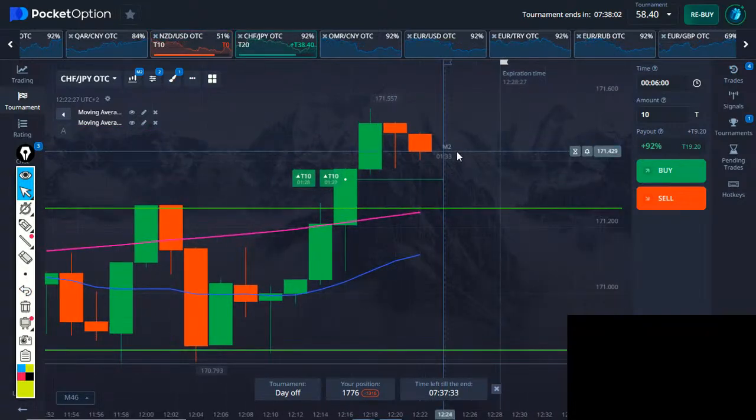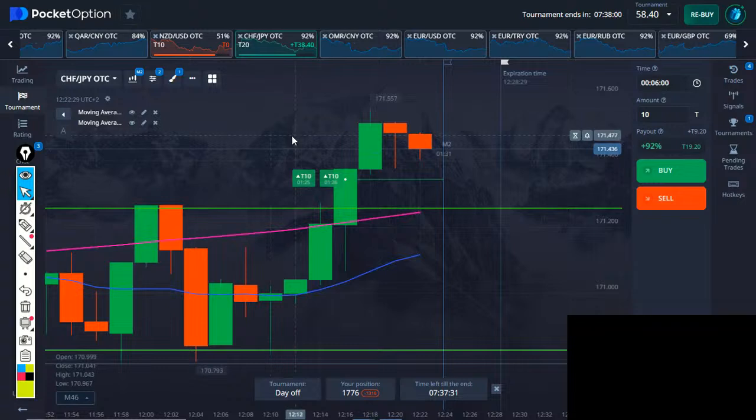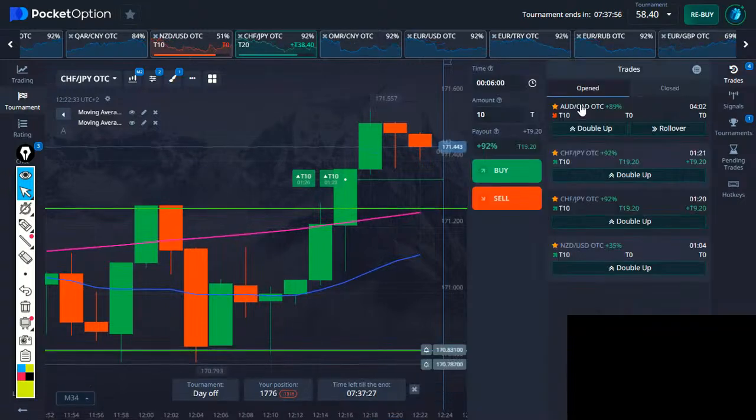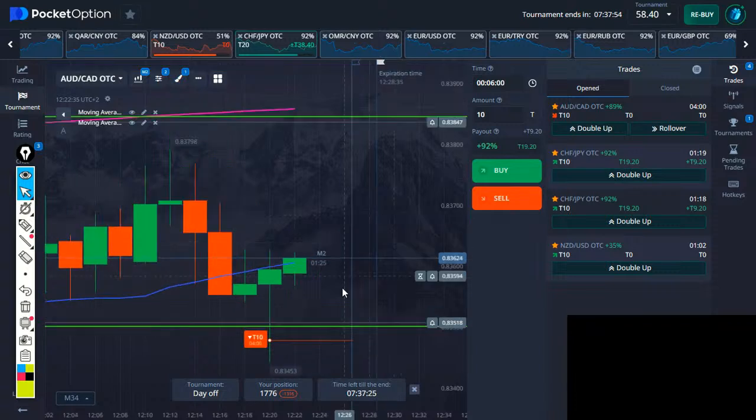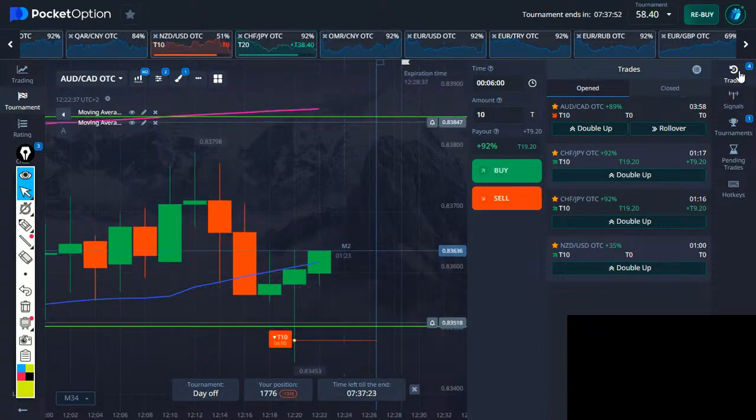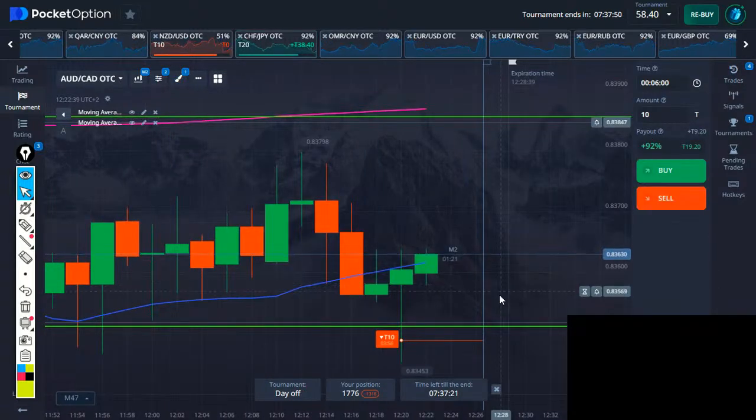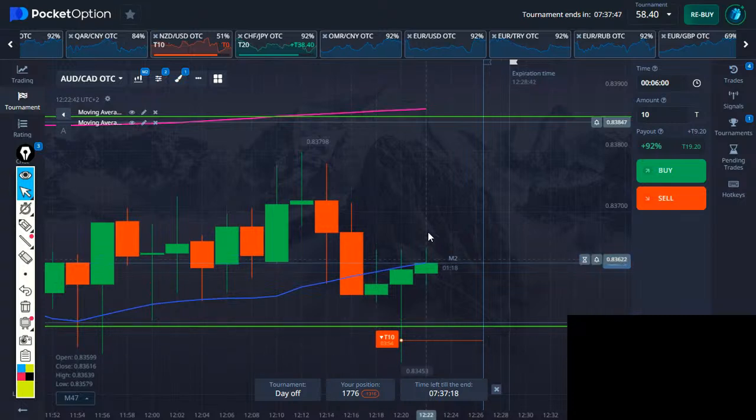This is beautiful. Okay. Let me see the AUD CAD thing. I still have 4 minutes, which is great. If it breaches this level over here, I'll take two more on it.